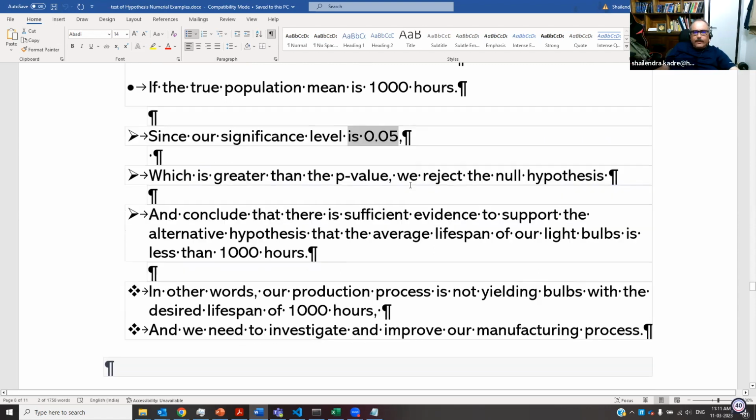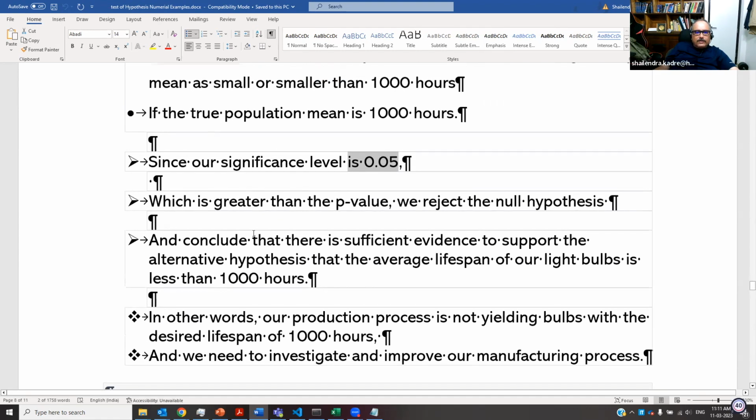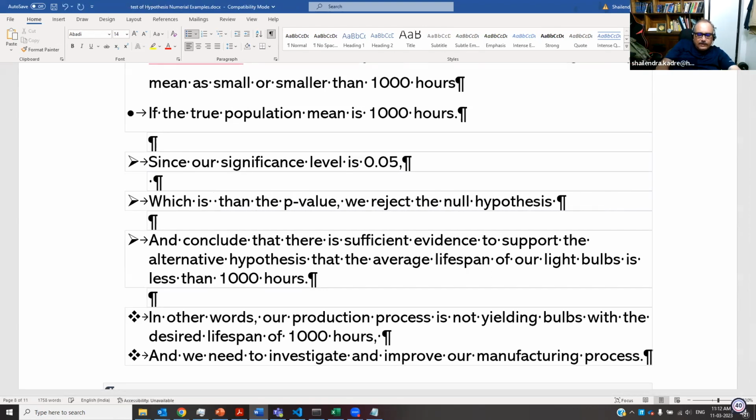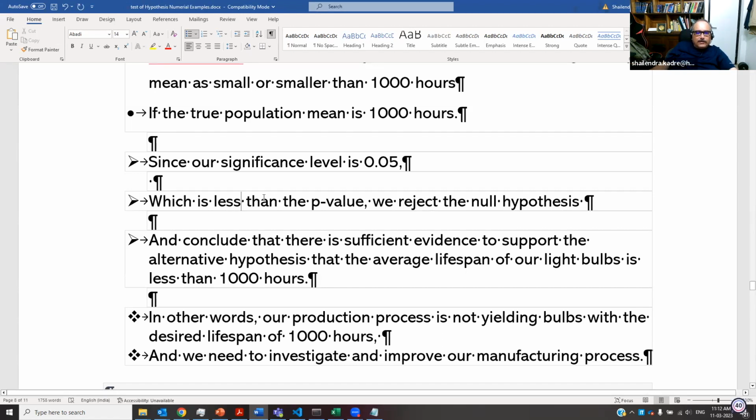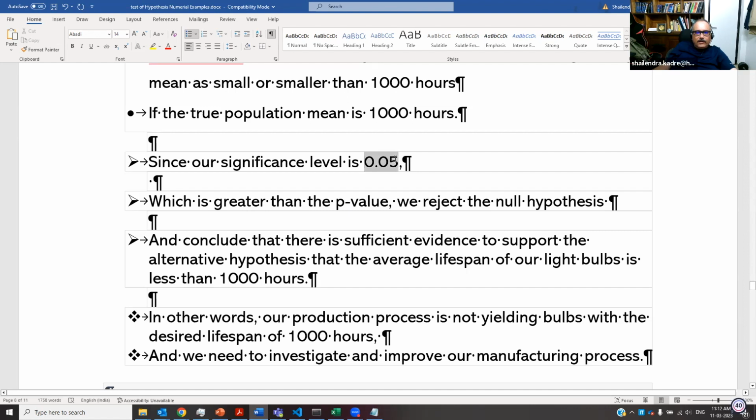0.002 is less than 0.05. So the significance level is greater than the P value, because the significance level is 0.05 and the P value is 0.002. That means we are in the red zone, if you remember that curve.